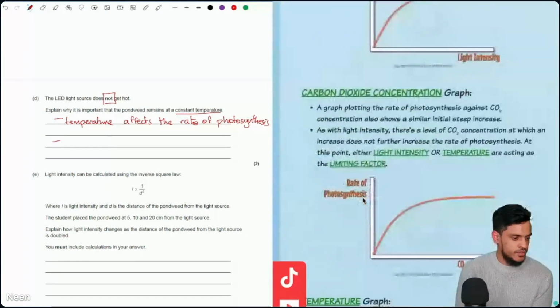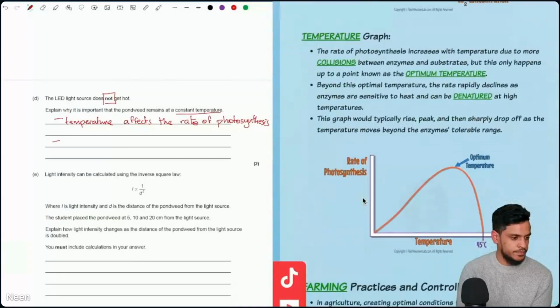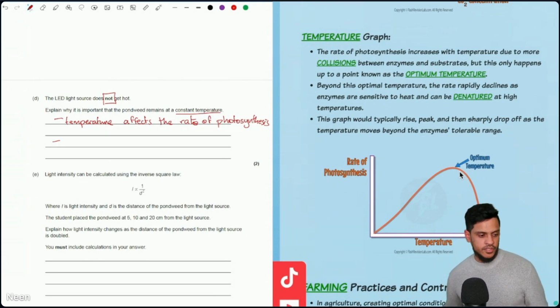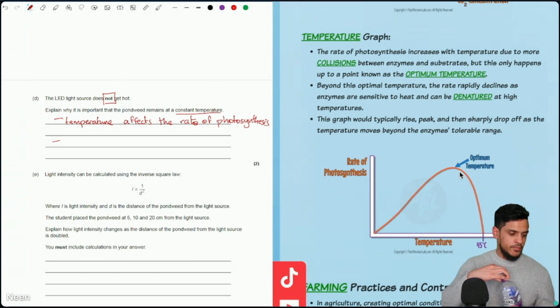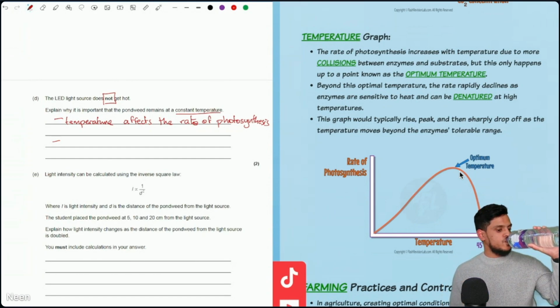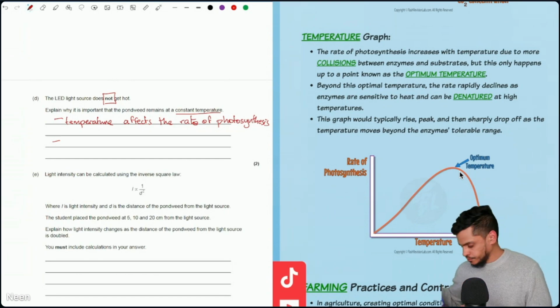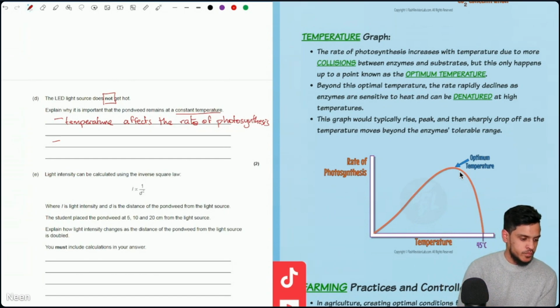So I'll show you the graph for temperature, this one. What happens here if the temperature gets too high? Why does the rate go down low when the temperature gets too high? Here, it damages. Don't say damages. It denatures. So it denatures the enzymes in the plant if the temperature gets too high. So that decreases the rate of reaction.